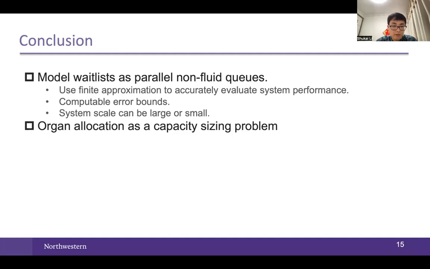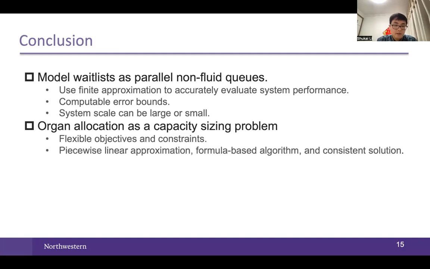And we further formulated the liver allocation problem into a capacity sizing problem that optimizes the service rates for multiple queues. And our optimization model allows for flexible objectives and constraint functions so that it can fit into different application contexts. By leveraging our approximate performance evaluation approach and the piecewise linear approximation, we are able to derive a formula-based algorithm that guarantees a near-optimal solution.